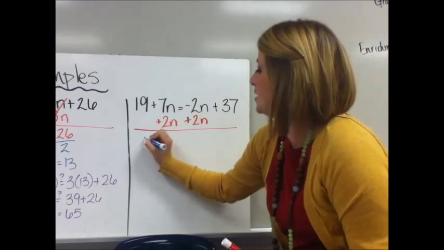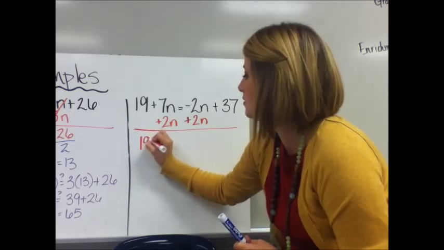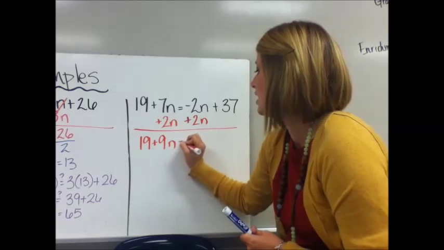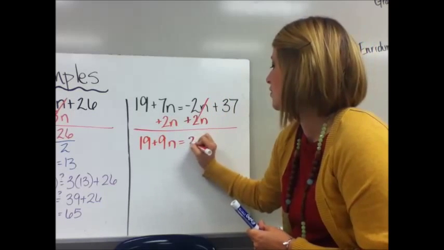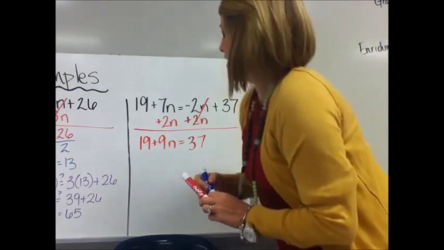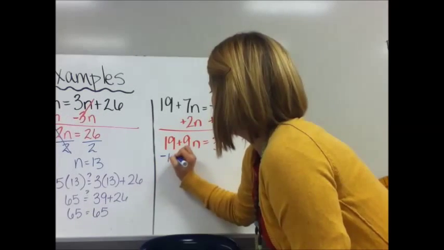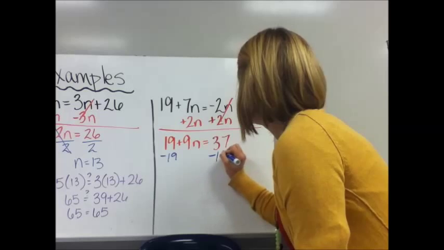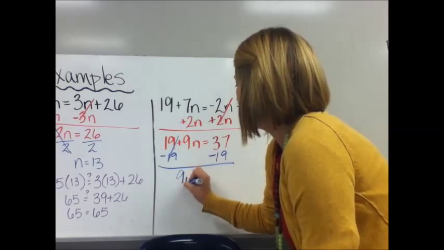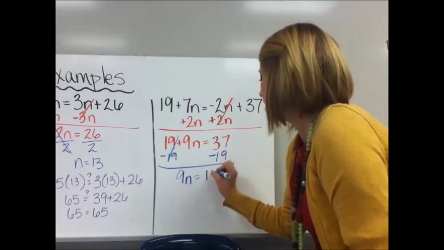So let's come on down here. 19 comes down. 7n plus 2n is 9n equals, those cancel, 37. Now I have to undo adding 19. I'm going to do that by subtracting 19 on both sides. 9n comes down. 37 minus 19 is 18.